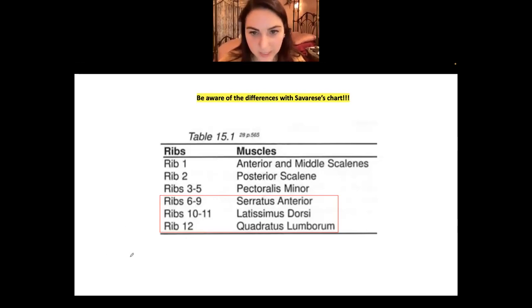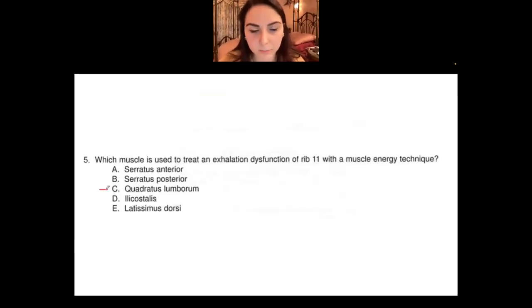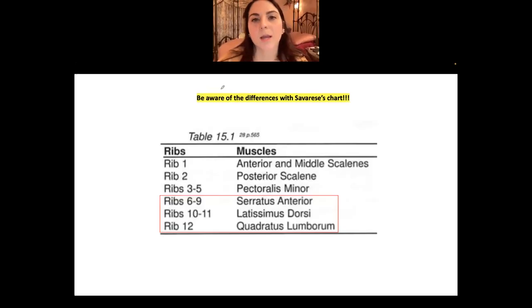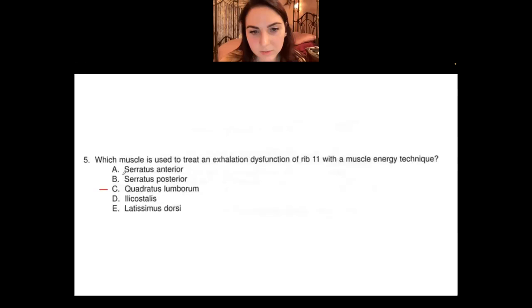So this one would have been quadratus lumborum, right? Because 11 and 12 are your quadratus lumborum. Savarese says 10 and 11 are your lats. 6 through 9 is your serratus anterior, which we learned 6 through 8 serratus anterior, 9 and 10, and then 11 and 12. So don't go off of Savarese's chart, because you're dealing with Cooley. This is what Cooley taught us. So don't answer this. I didn't even put an answer for this because it wasn't the correct answer. He said it's the lats, right? Yeah. So he said lat was correct for this, but we know it's your quadratus lumborum with the rib dance.